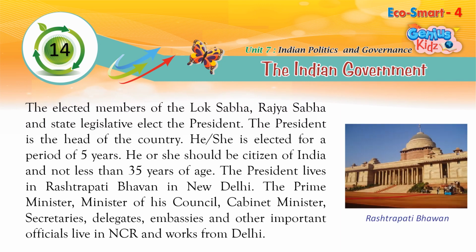The elected members of the Lok Sabha, Rajya Sabha and state legislatures elect the president. The president is the head of the country. He or she is elected for a period of 5 years. He or she should be a citizen of India and not less than 35 years of age. The president lives in Rashtrapati Bhavan in New Delhi. The Prime Minister, Council of Ministers, Cabinet Ministers, Secretaries, Delegates, Embassies and other important officials live in NCR and work from Delhi.